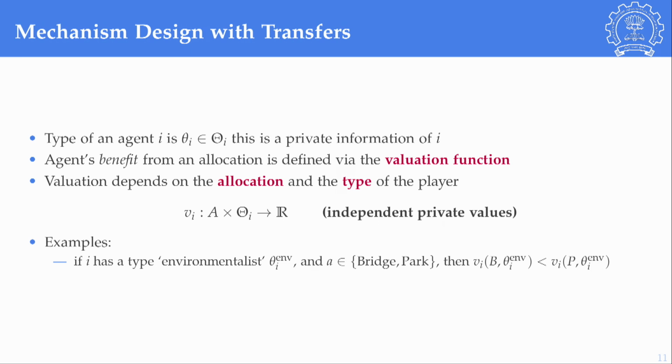In the public project example, suppose your type is theta_i, you are an environmentalist. Maybe between bridge and park, you will have a higher valuation for the park rather than the bridge, because that is environmentally friendly. That is why this set of theta_i is important. You may have different types of theta_i. If you happen to be an environmentalist, then your valuations could be different. If you are a businessman, then possibly a bridge is better for you.